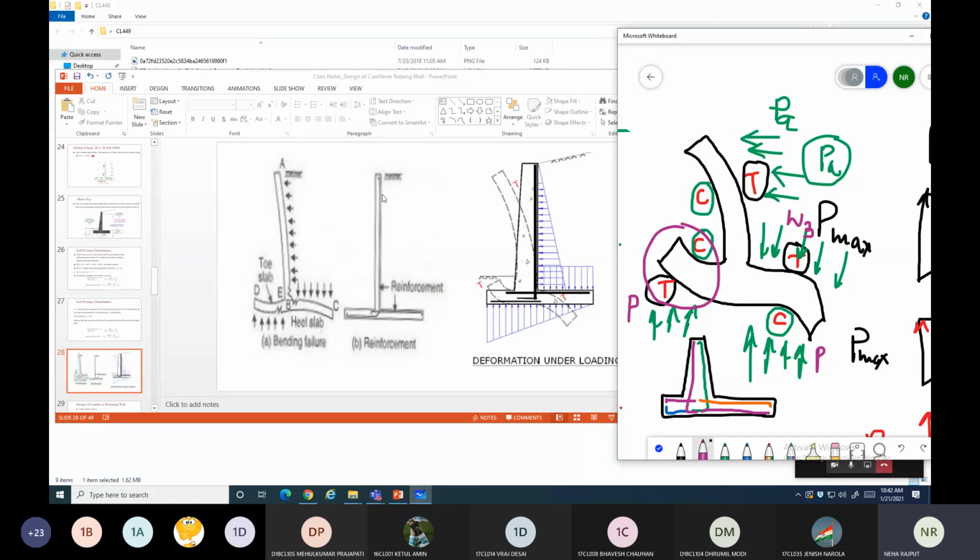And due to that, the main reinforcement is shown over here. This is the stem reinforcement at the right side. Heel is having top main reinforcement, toe is having bottom main reinforcement.